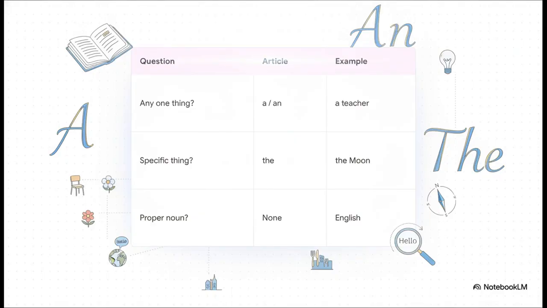So, pulling this all together, it's actually really elegant. Any one general thing, "a" or "an." A specific or unique thing, "the." A proper noun, language, or meal, nothing at all. If you just take a mental snapshot of this, it removes all the guesswork. English grammar isn't just a bunch of random, annoying exceptions. It actually has this brilliant functional structure designed to tell us exactly what we're talking about.